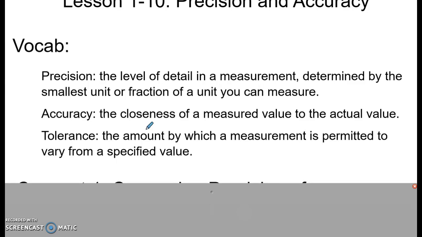Okay? And the last vocabulary we have is tolerance, and that's basically the give you have on either side, or the allowance you have on either side of your specified value. So if I'm trying to measure something or make something that is exactly 5 centimeters, but it can be half a centimeter off in either direction, that's my tolerance.